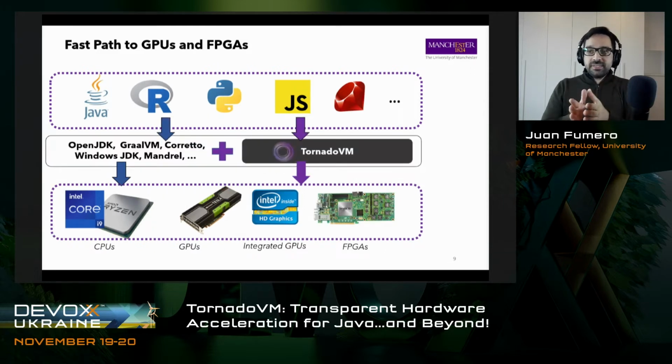Okay, so TornadoVM is a plugin to existing JDK, so it needs a JDK. And I want to mention that TornadoVM is not a replacement of the JDK. It's a new plugin, okay? It's a new component that allows us to access where the plain JDK cannot access. So TornadoVM is, as I say, a plugin to OpenJDK that allows us to dynamically compile at runtime Java code to run on GPUs, FPGAs, integrated GPUs, and so on and so forth.